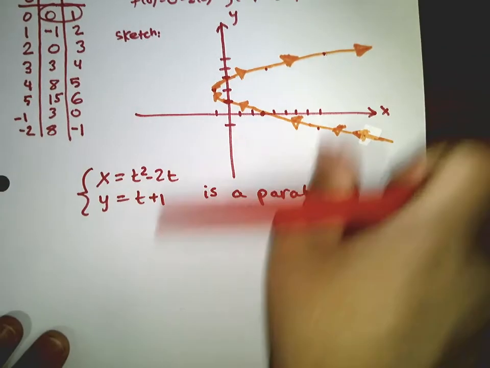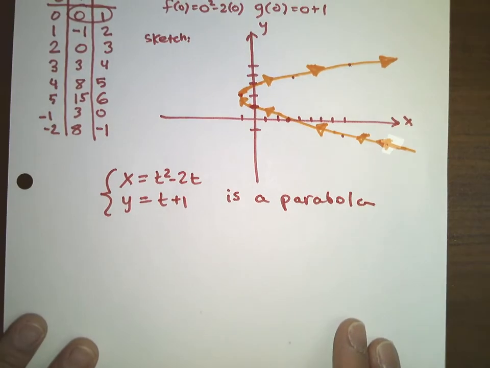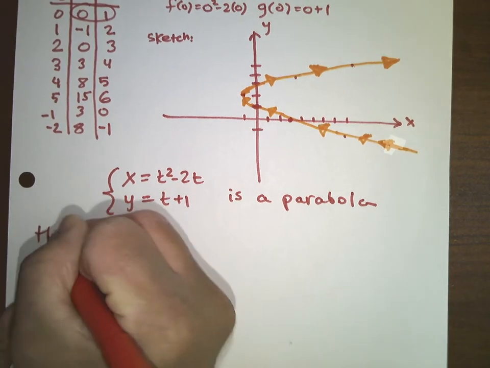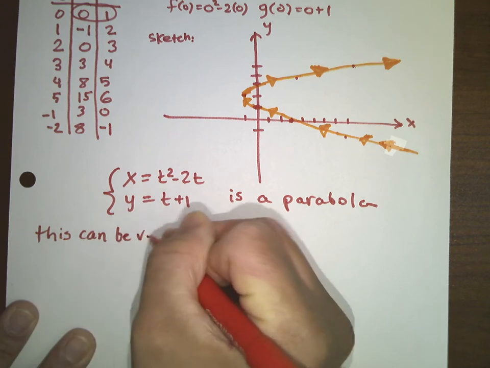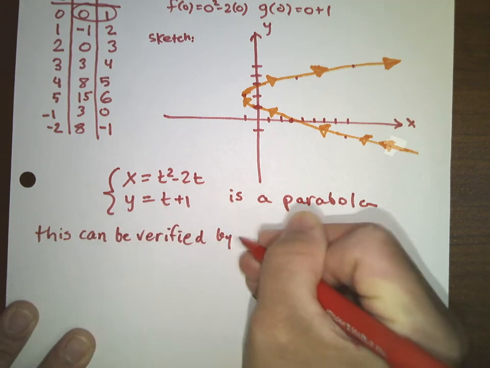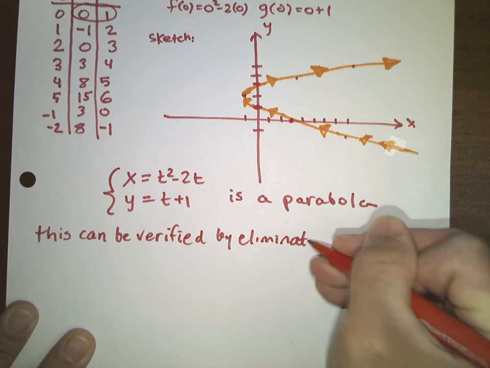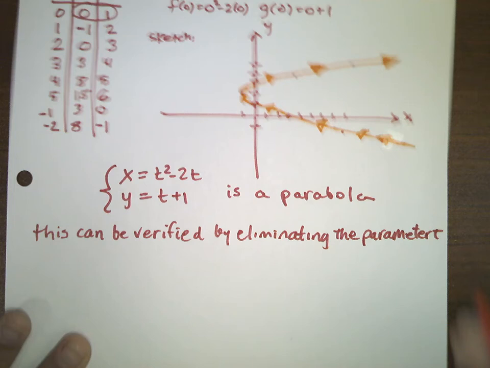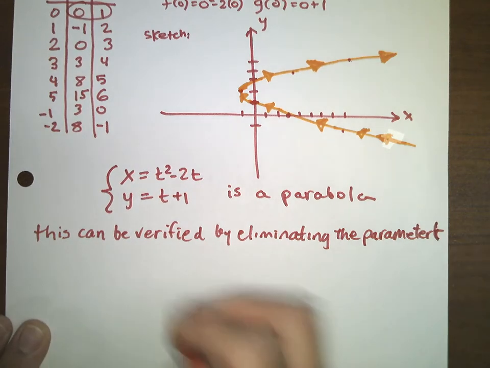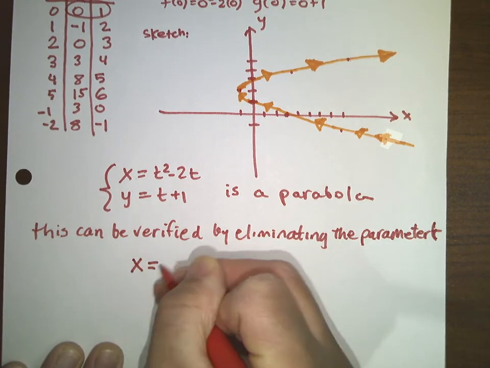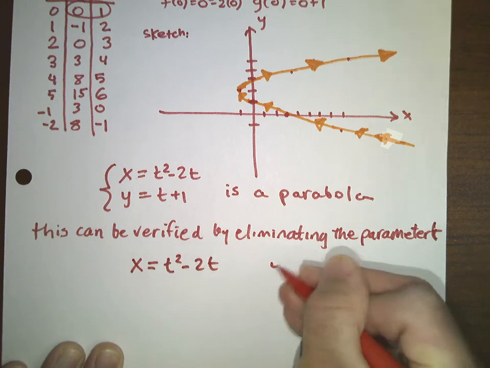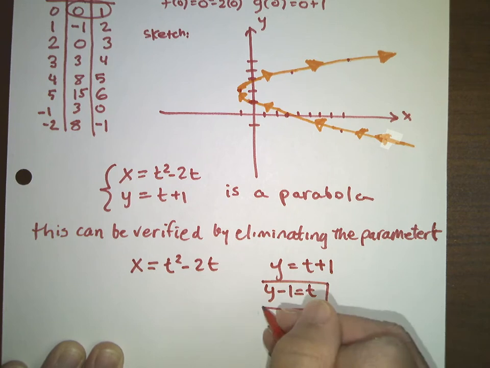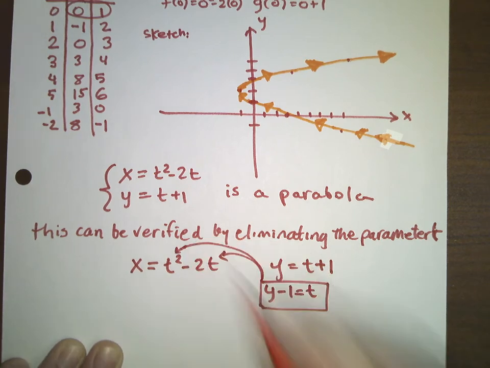And if you did not know that or were not comfortable identifying this, we can verify this by eliminating the parameter t. So t again is the parameter, so we can eliminate it. If x is equal to t squared minus 2t, but y is equal to t plus 1, then that means that y minus 1 is equal to t, and I can substitute that in here.